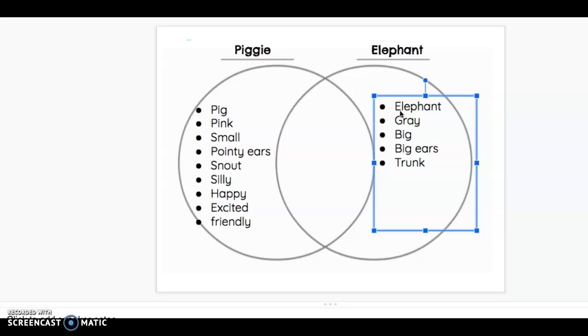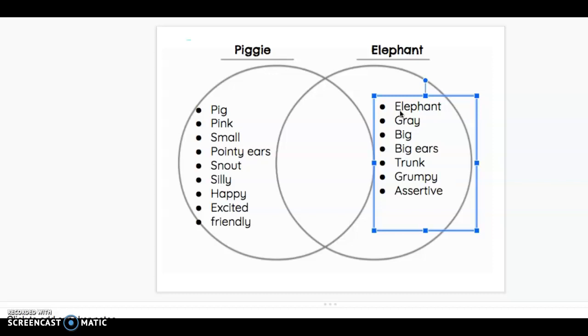I'm going to move to those inside character traits. So I'm going to think about the facial expressions I was seeing on Elephant's face most of the book. So I can see that he was kind of grumpy throughout that whole book. And now I'm going to think about what he did with his words to Piggy. So I know that he stood up for himself and he told Piggy when he was feeling upset. So I'm going to say that he is assertive. He knows how to stand up for himself and express those feelings.